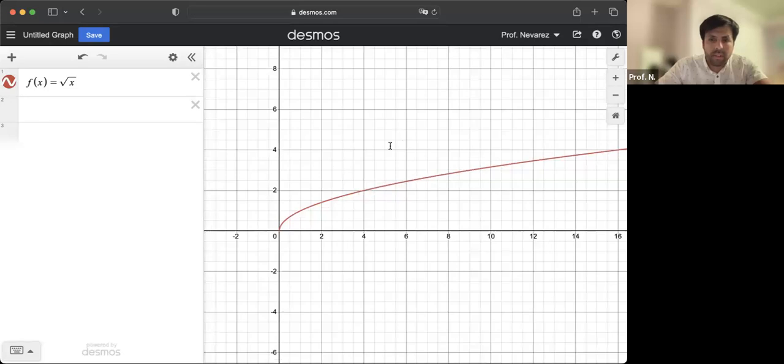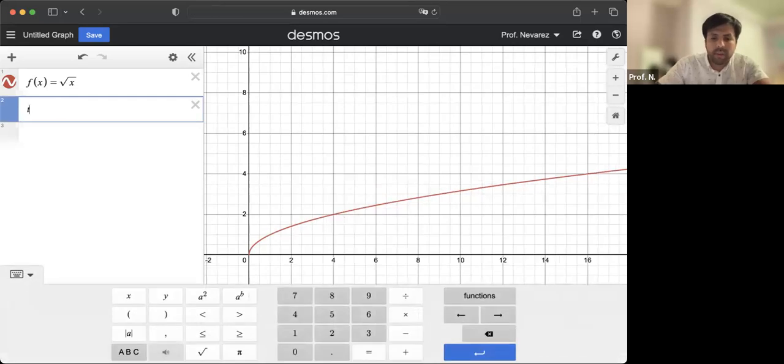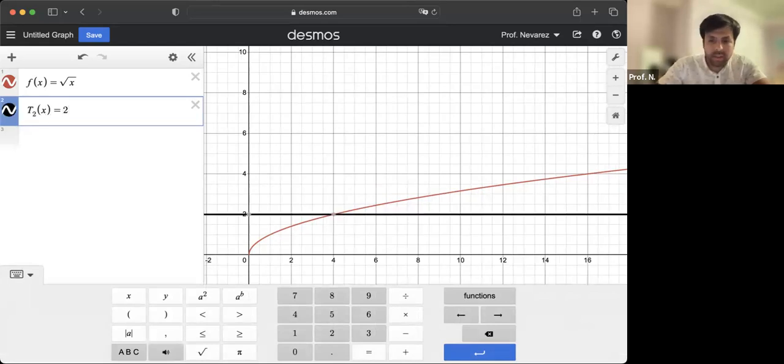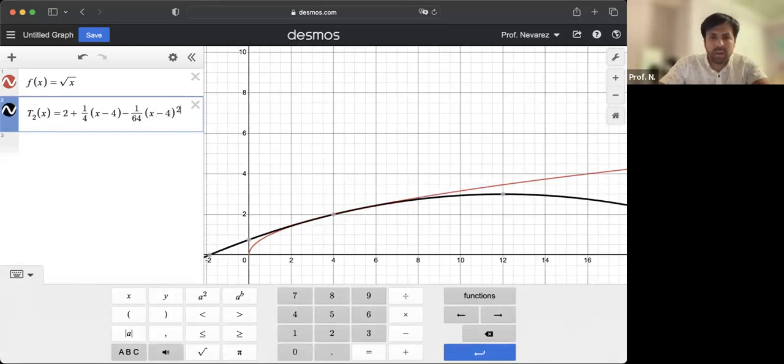So I've graphed the function square root of x. Now I'm going to call a new polynomial T sub 2 of x. And I'm going to actually write out the Taylor polynomial that we just discovered. So 1/4 (x minus 4), and it's going to be minus 1 over 64 (x minus 4) squared.